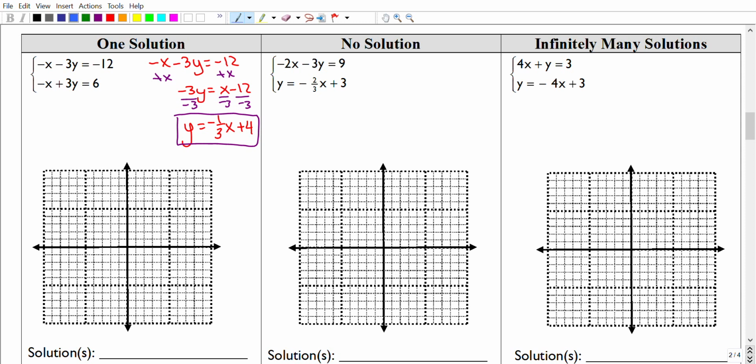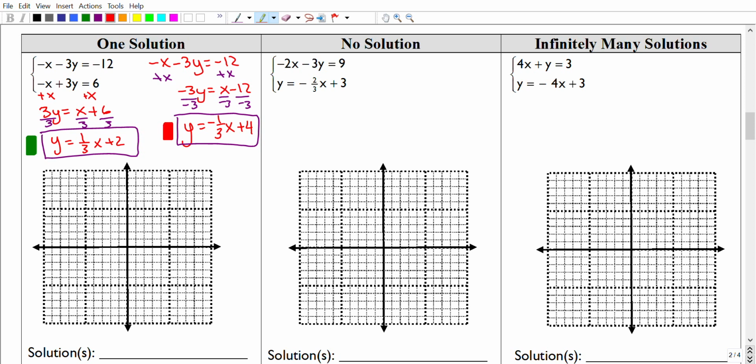And I'm going to go ahead and rewrite this one just straight from here. So again, I want my y by itself, so I'm going to add x. So I get 3y equals x plus 6, divide by 3. What do I get? I get y equals 1/3 x plus 2. So I have my two rewritten equations. Let's do this one in green, and let's do this one in red.